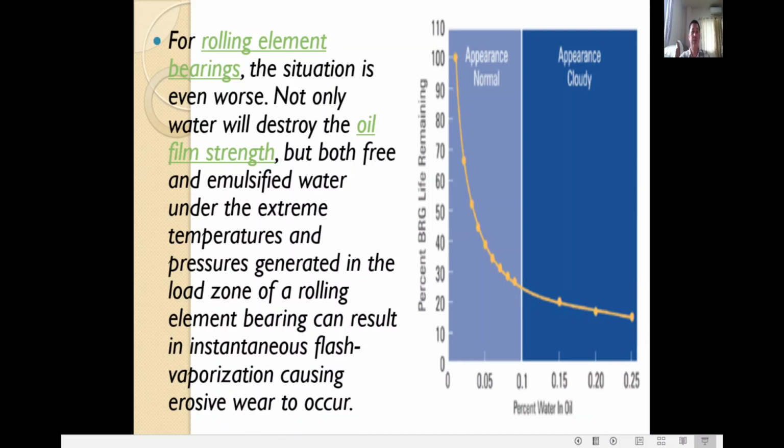So water emulsified, you see? Emulsified meaning water is entering into your lube oil. That is emulsified.